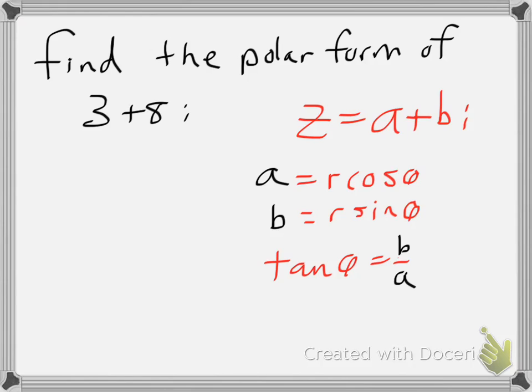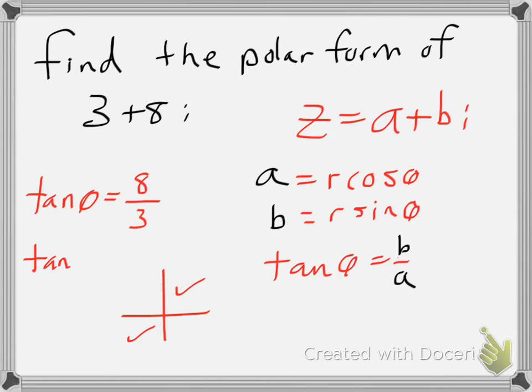To find theta, I'll use tangent, so here I'll say tangent of theta equals b over a, or 8 over 3 in this case. Now since tangent is positive, that means I'm in quadrants 1 or 3 so far. I need to narrow it down further. Well, if I'm going to find theta, what I'll have to do is take the inverse tangent of 8 over 3.